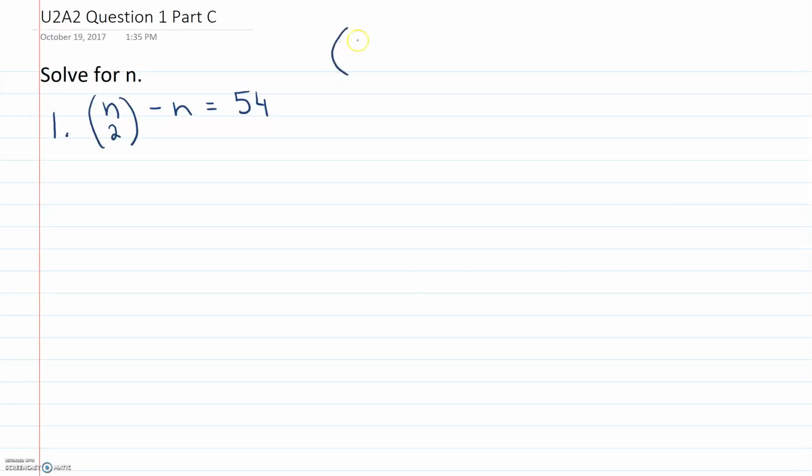I know that some files showed up as n with a fraction line, but it actually should not have the fraction line. It's just kind of floating there. So if you have a fraction line, please make sure that you erase that.